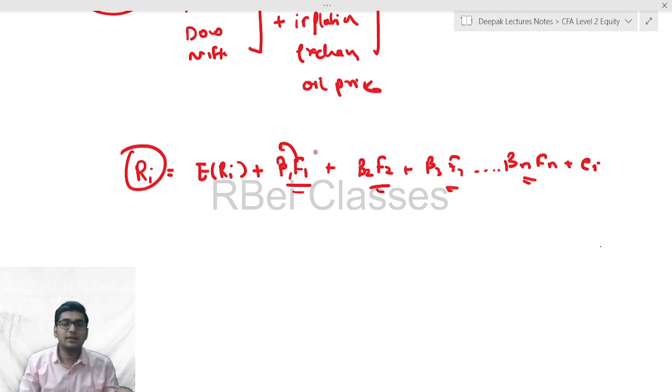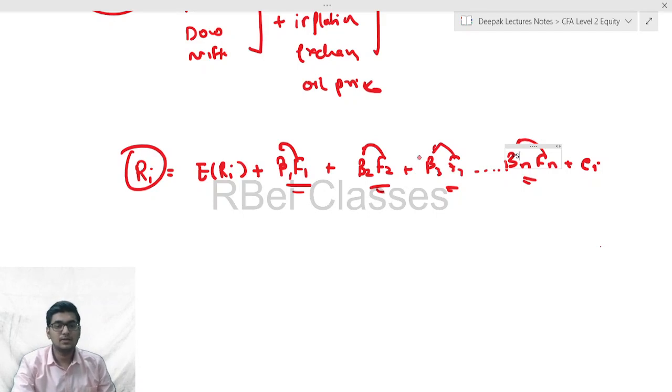Clear? And for each factor, I'll find out the beta. Beta is the sensitivity to the factor. Now, even in the APT, there are some assumptions. Number one, that every participant is looking to maximize their profit. This is the first assumption.